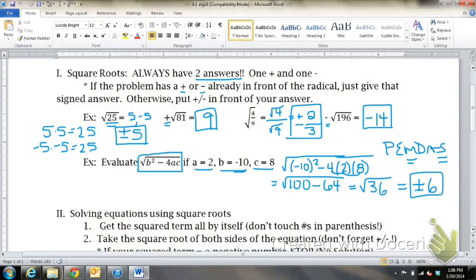Okay, so that's just square roots. Now we're going to use square roots to help us solve equations. So pause the video if you need to before moving on to the next part.